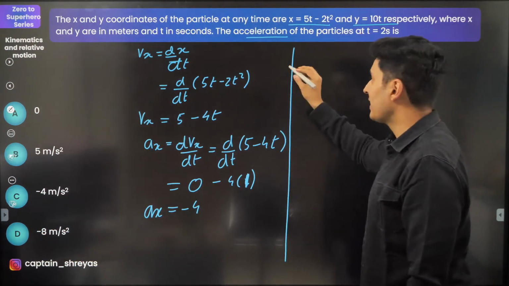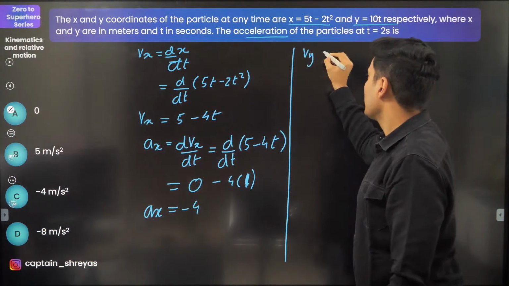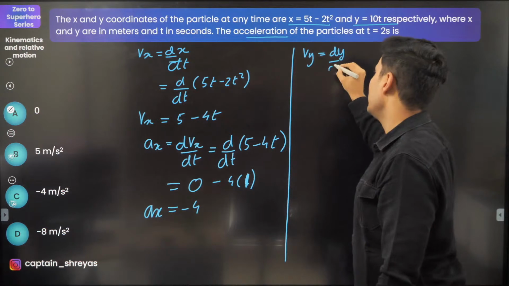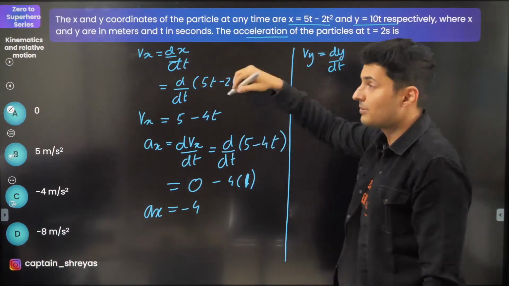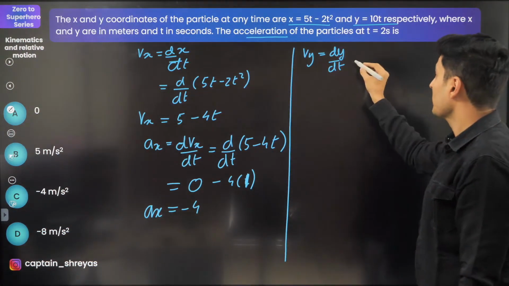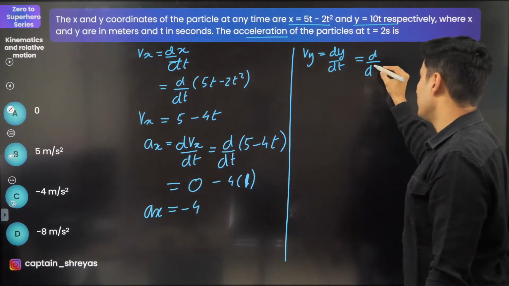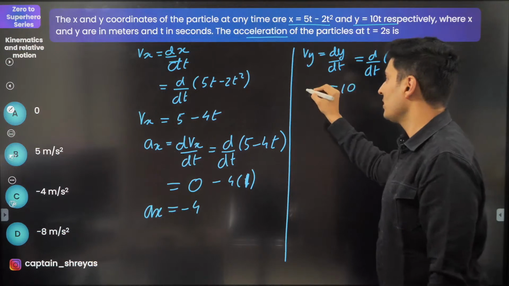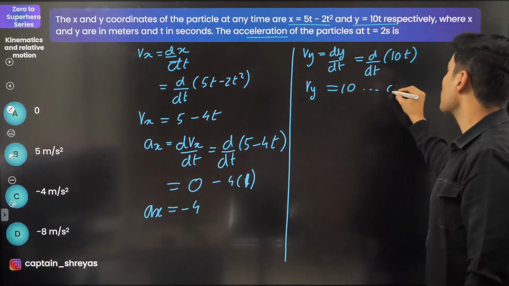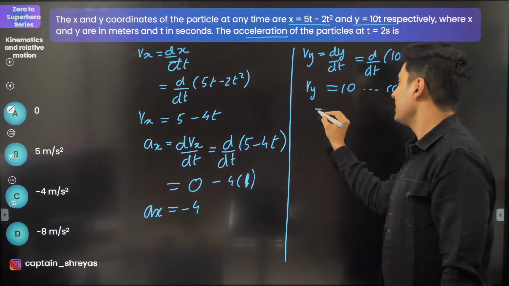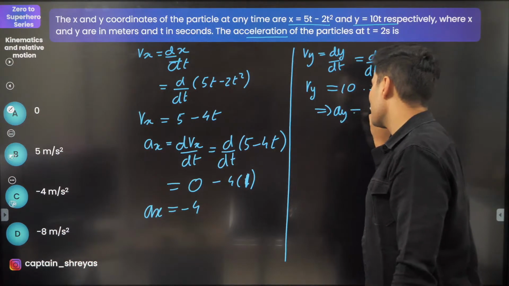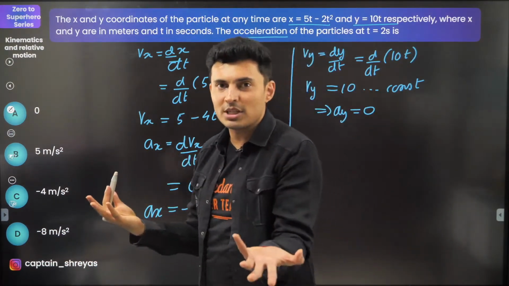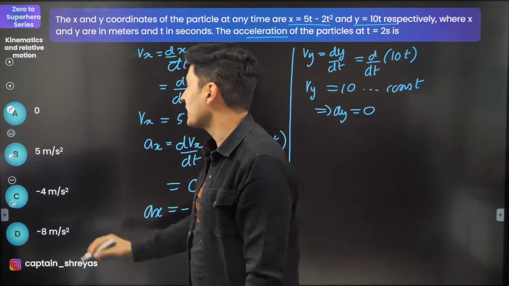Similarly, for the y-axis, Vy will be dy by dt, just like Vx was dx by dt. This is y, which is the derivative of 10t, so it is just going to be 10. Now that's the interesting thing. This is constant. Naturally, the acceleration in the y direction will be 0. If there is no change in the velocity, why will there be any acceleration?